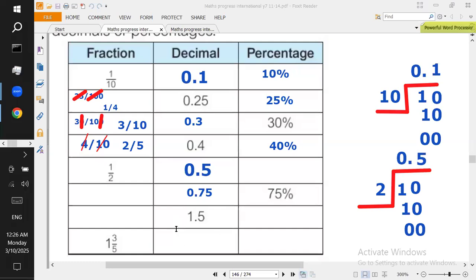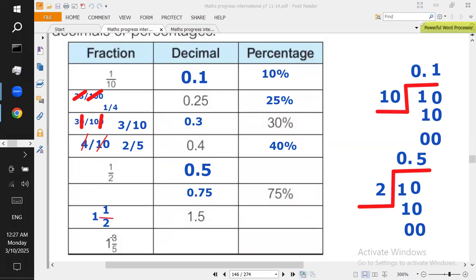So how do we turn this into a mixed number? The 1, you just write it next to the fraction. And the 0.5, which is here, it's 1 over 2. So you write it like this, 1 over 2. Or you can write it 5 over 10 and then simplify it. Okay? This is the idea of mixed numbers.